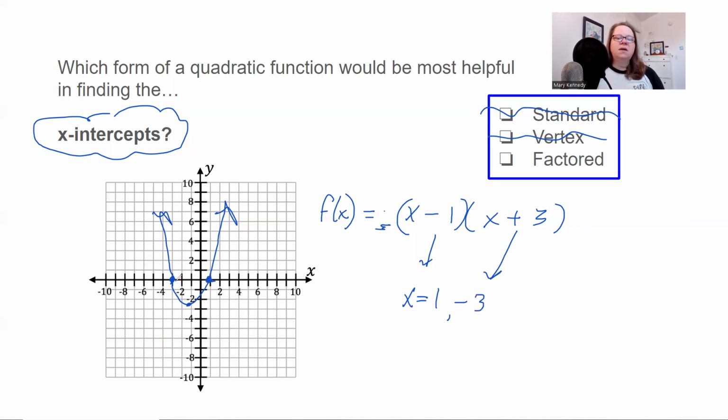And so 1 and -3, those are my x-intercepts. That's the form I want to use. So factored form is going to take you straight there. All right. Or almost straight there.